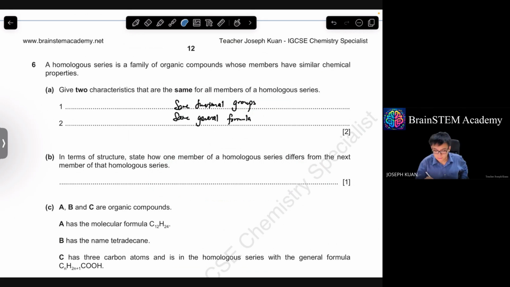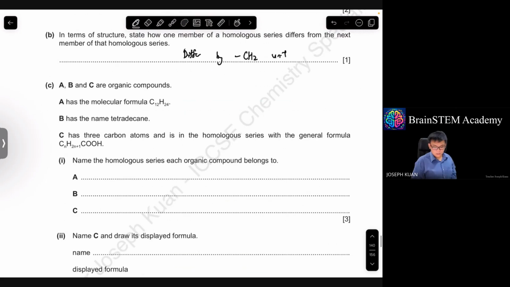In terms of structure, state how one member of a homologous series differ from the next, which is our point just now, increased by a CH2. Right, differ by a CH2 unit. A, B, C are organic compounds. A has the molecular formula C12H24. B has the name tetradecane. C has 3 carbon atoms and is in the homologous series with the general formula CnH2n plus 1 COOH. Name the homologous series each organic compound belongs to.